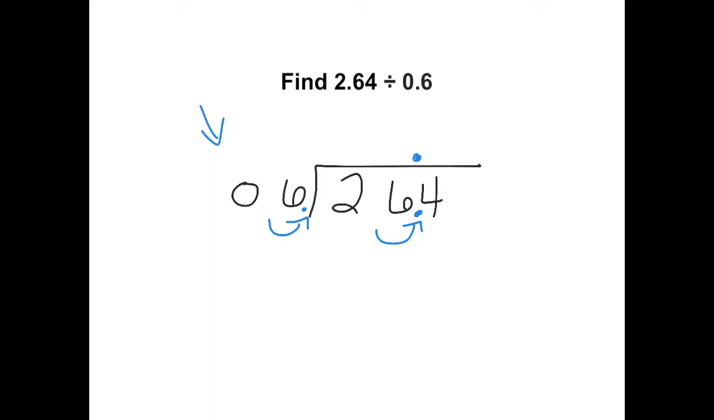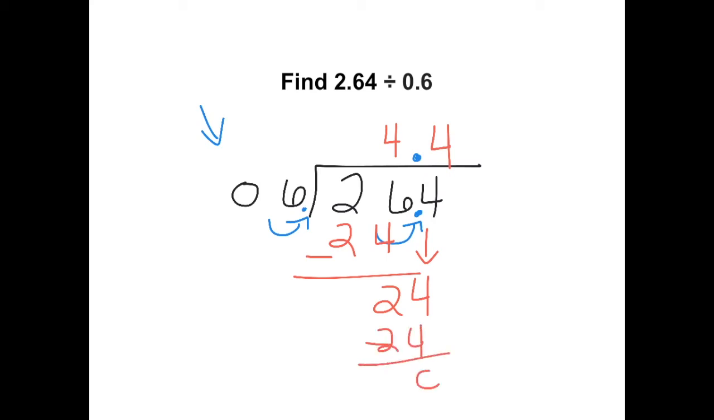So 6 goes into 26 4 times, which equals 24. Subtract, we have 2. Bring down the 4. 6 goes into 24 4 times. 6 times 4 is 24. No remainder. So this is equal to 4.4.